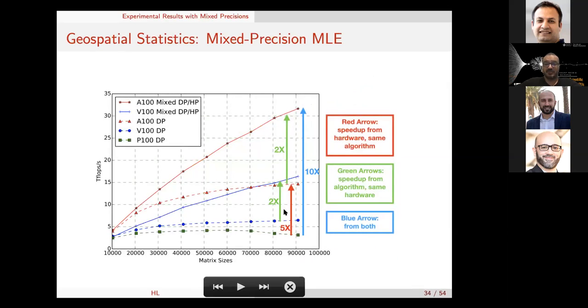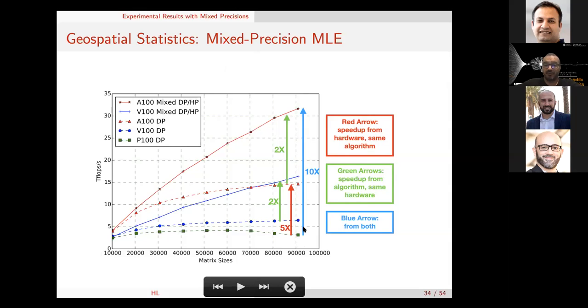Yet another chart which gives us a bit of the hardware evolution. This is flops against matrix size again for this mixed precision maximum likelihood estimation. We are looking at 3 generations of NVIDIA GPU: P100, V100, and A100, all right? For the V100 and A100, this is where NVIDIA provided the proper hardware support for mixed precision, and then we were able to get a huge performance boost. So the red arrow gives us a speedup from hardware, but same algorithm. The green arrow gives us the speedup from the algorithm, but on the same hardware.